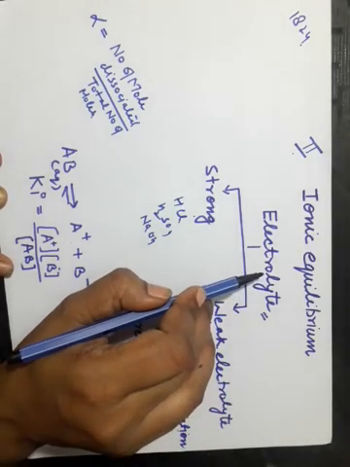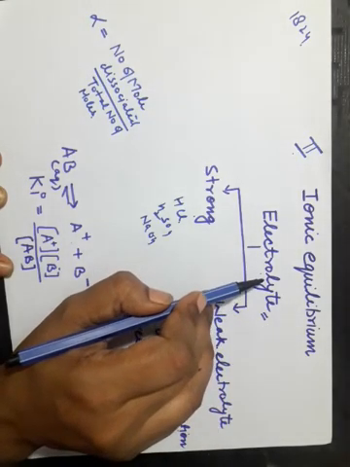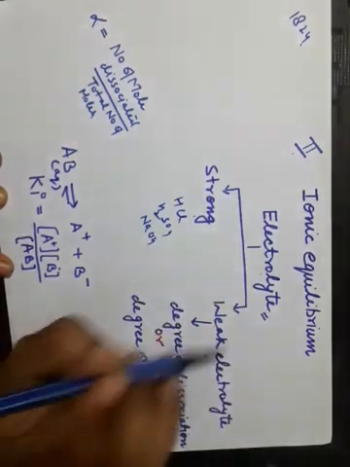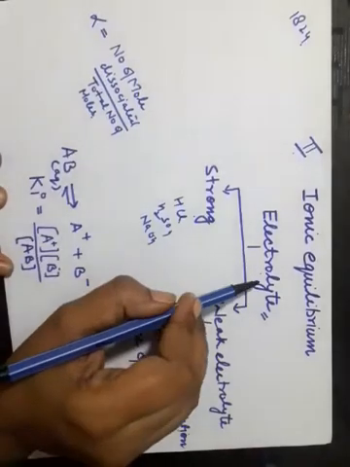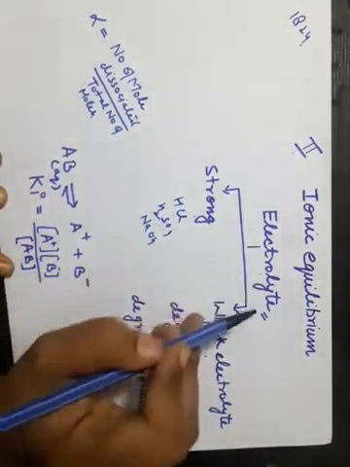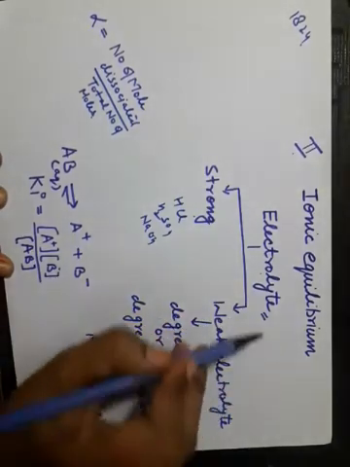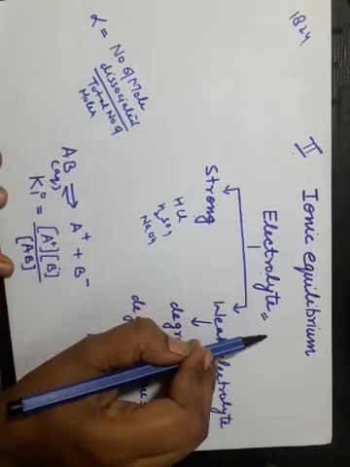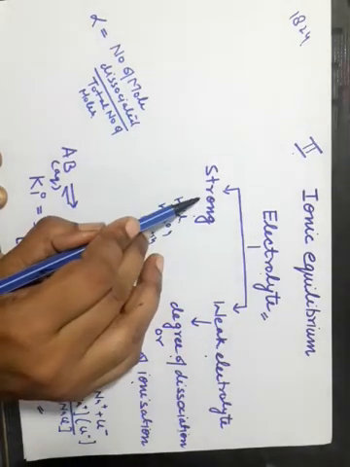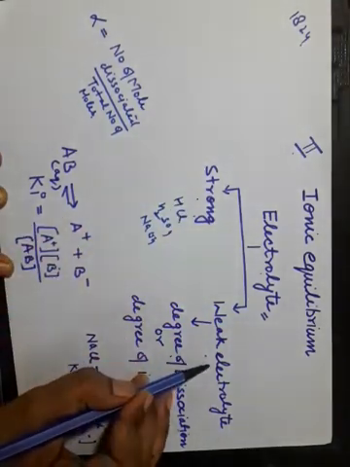See, those substances which, when dissolved in aqueous solution, are responsible for the conduction of current are called electrolytes. If their aqueous solutions are not responsible for the conduction of current, they are placed in the category of non-electrolyte. See, electrolytes are of two categories, strong electrolyte and weak electrolyte.